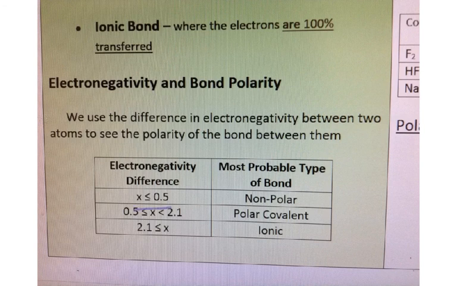If it is less than or equal to 0.5, we are going to, in this class, call it nonpolar. If it is between 0.5 and 2.1, then it is going to be considered polar. And if it is 2.1 or greater, that is going to be considered ionic. So the greater the electronegativity difference, the more ionic tendencies it will have.